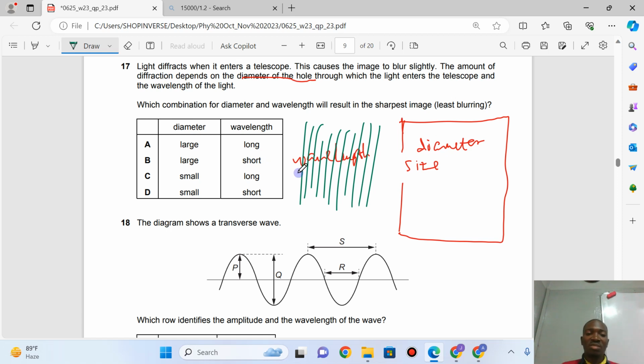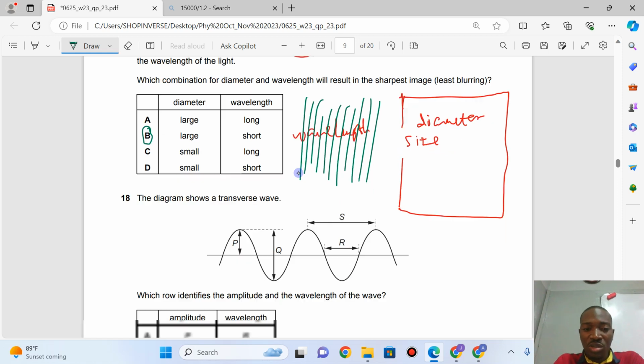Okay, it is that same B that diffraction will not occur at all. And when there's no diffraction, the image formed will be sharp and not blurred. So that makes B the correct answer to question number 17. We go straight to question number 18.